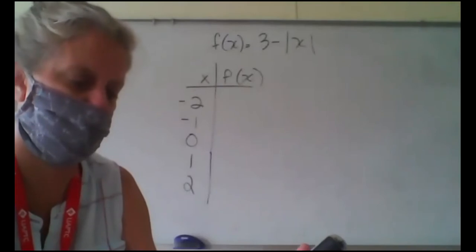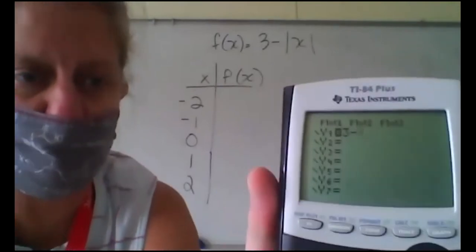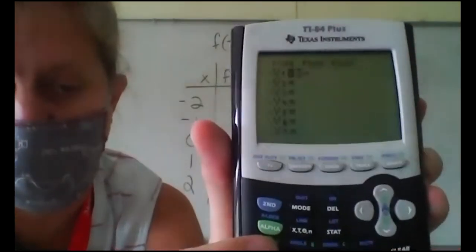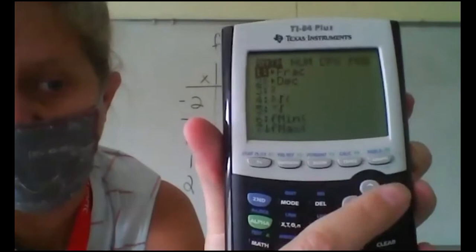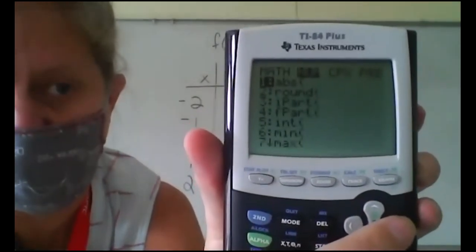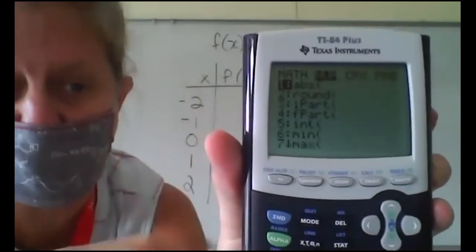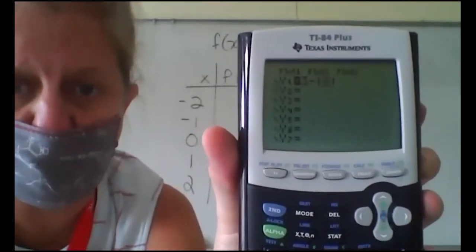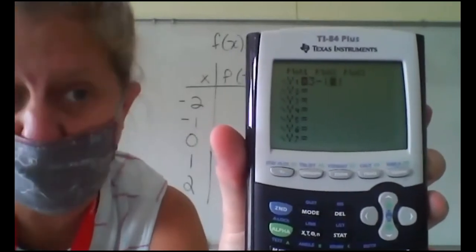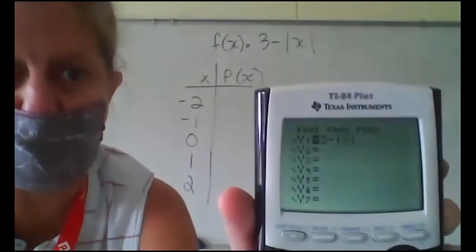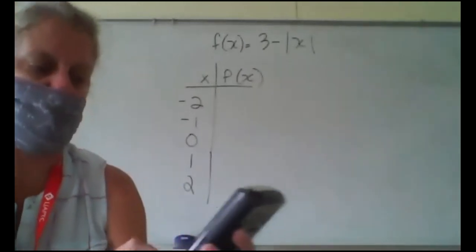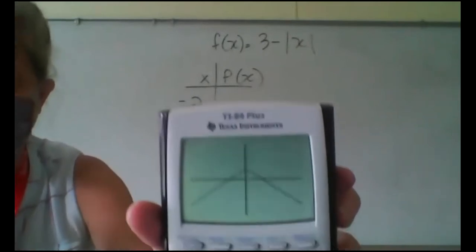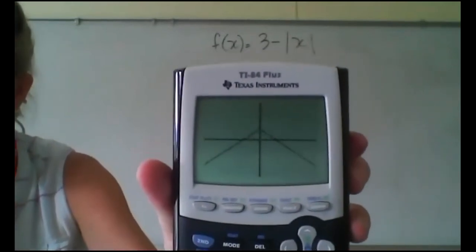3 minus. Now, remember where the absolute value is. If I go to the math button and then go over 1 to number, the absolute value is the first thing listed under there. So hit your enter button, and there comes your absolute value bars. What are you going to put inside those absolute value bars? That x, right? Because that's what the function is. 3 minus the absolute value of x. So again, even if you didn't know that that was going to make the V shape, just go ahead and graph it.